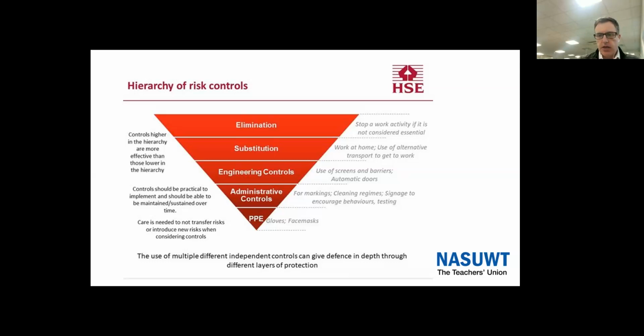And then when you get to PPE, and I'll stress this further in a bit, PPE should only be an absolute last resort when everything else has been tried and either failed or hasn't mitigated the risk effectively. In a lot of risk assessments, I've seen PPE being the go-to measure. That should not be the case. PPE should always be the last resort when everything else has already been tried and has not succeeded in reducing the risk to an acceptable level.